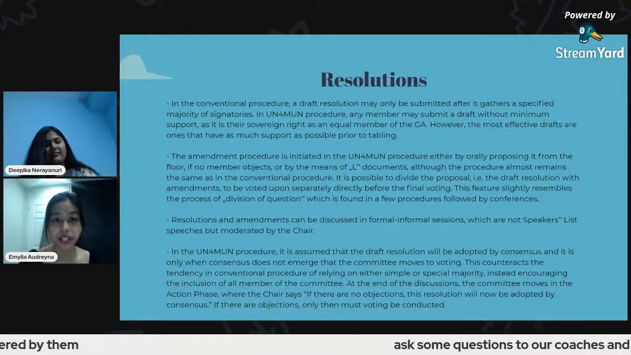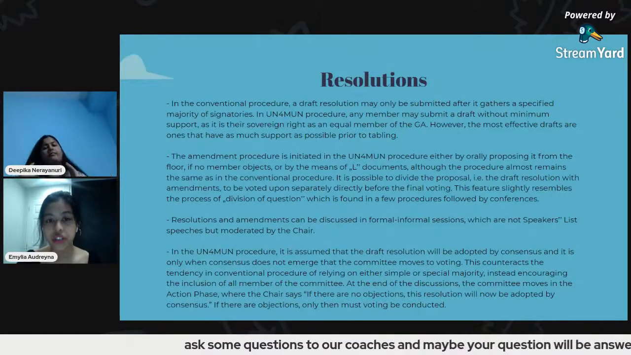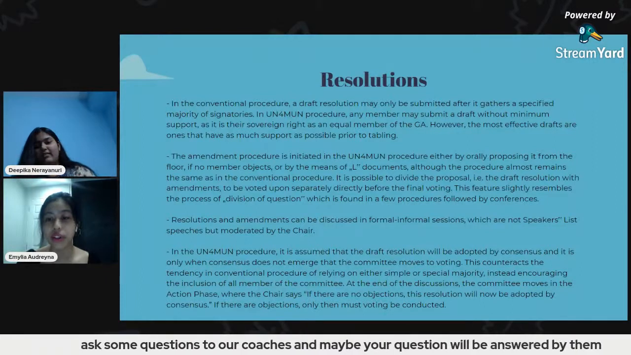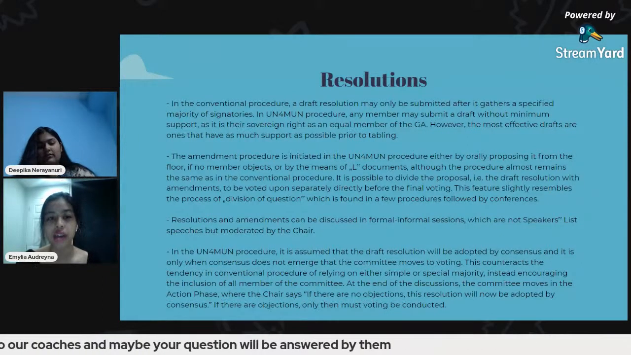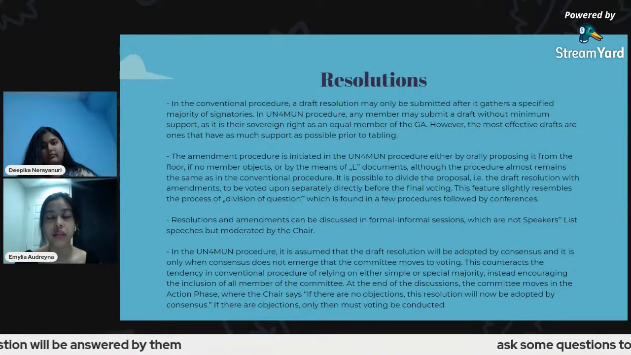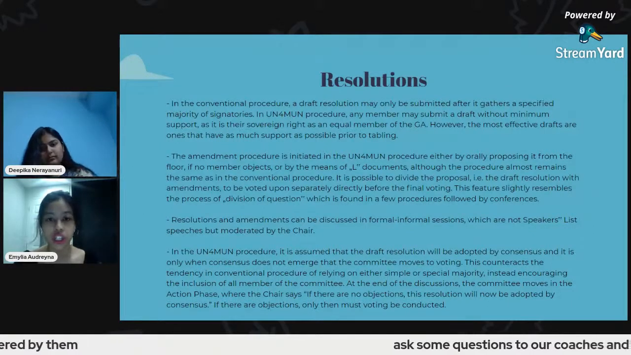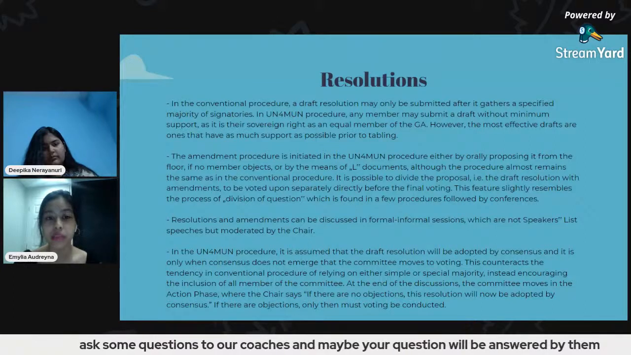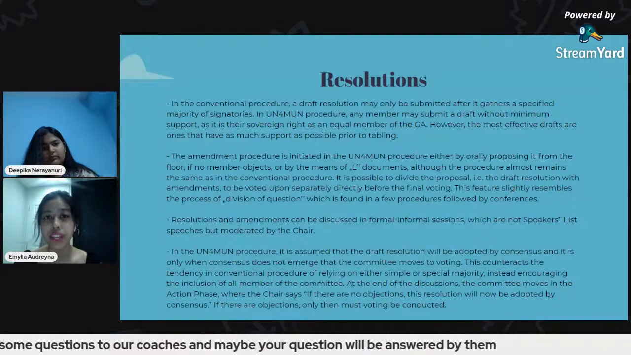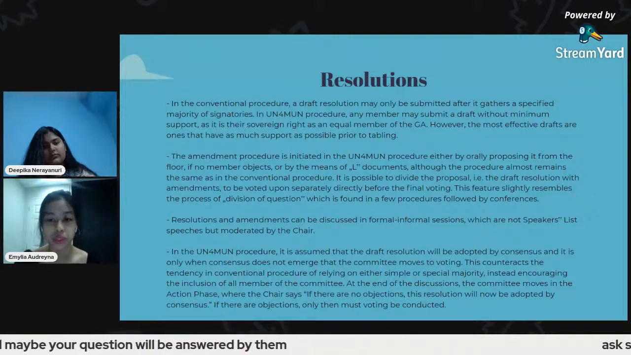Okay, so next I'll be explaining more about resolutions. In the conventional procedure, a draft resolution may be submitted only after it has gathered a specific number of signatories. However, UN for MUN definitely focuses more on trying to simulate the real United Nations environment. Therefore, in UN for MUN procedure, any member may submit a draft without minimum support, as we believe that it is their sovereign right as an equal member of the GA to be able to do so.